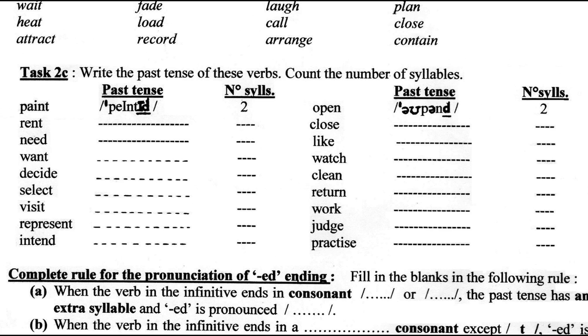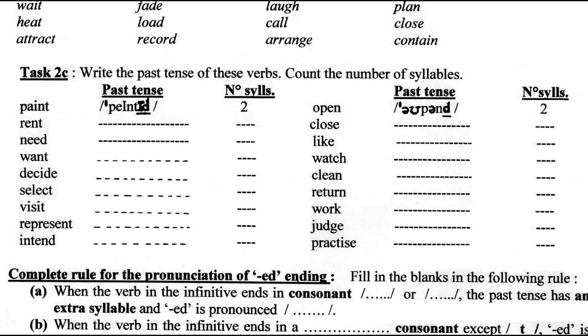The next verb is the verb clean. In the past, it becomes cleaned. And it is only one syllable. And the ed is pronounced de. Next verb is the verb return. In the past, it becomes returned. So we have two syllables here, either in the infinitive or the past. So no extra syllable. Returned. And the ed is pronounced de.